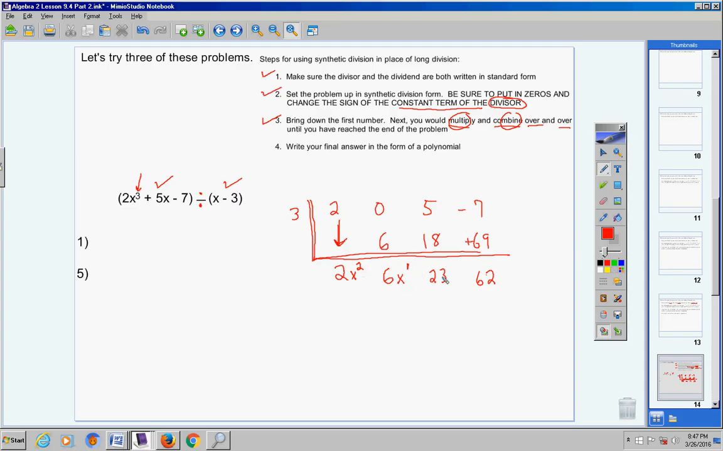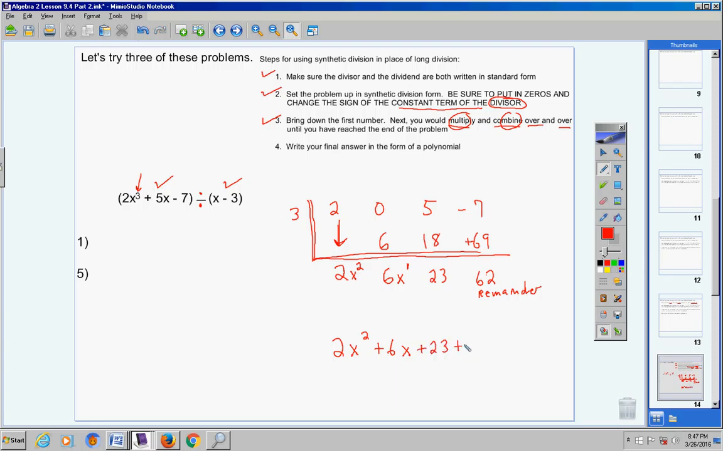This is your constant term. And you know what this is right here? It's always your remainder. So your final answer looks like this: 2x squared + 6x. If you want to put the 1, you can. You don't have to. + 23. Then how do we write our remainder?